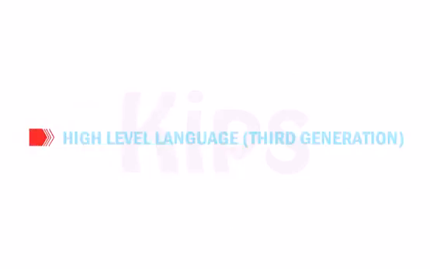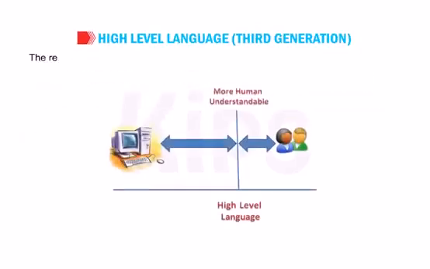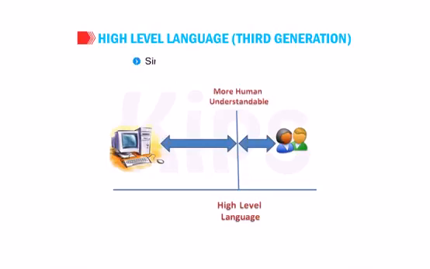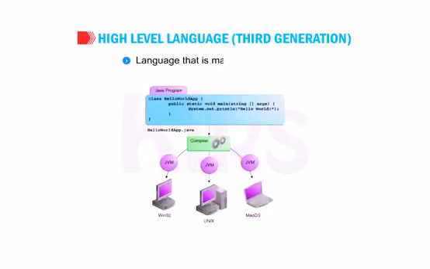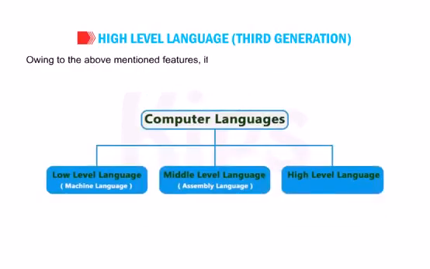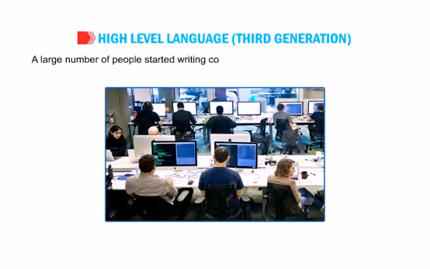Students, let me tell you about high-level language, third generation. The restrictions in the usage of machine and assembly languages prompted people to develop a language with the following features. Simple and user-friendly language. Language that is machine-independent. Owing to the above-mentioned features, it became easy to learn and use the computer languages. A large number of people started writing computer programs using these languages.